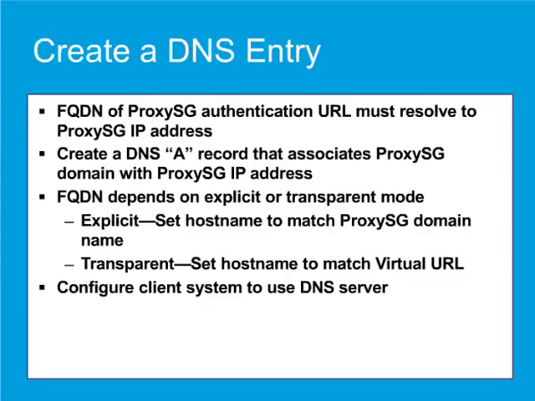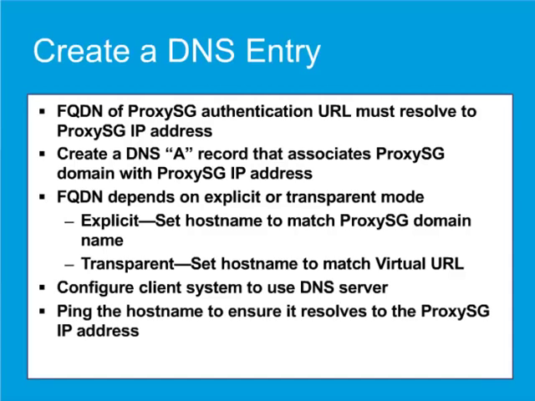Configure the client systems to use the DNS server where you created the A records for the ProxySG. From a client system, ping the host name specified in the A record to ensure that it resolves to the IP address of the ProxySG.